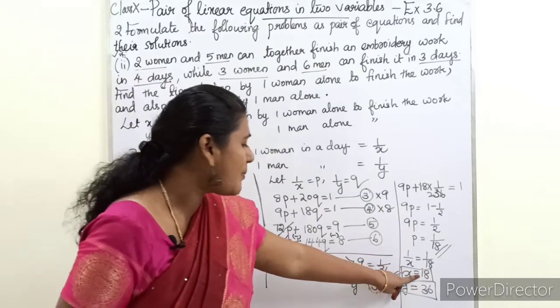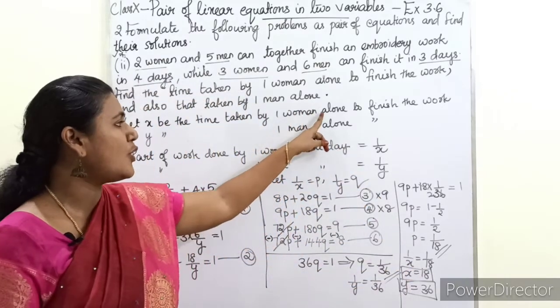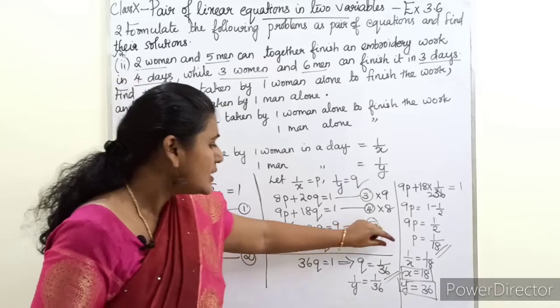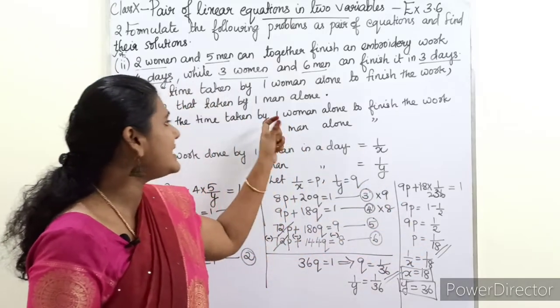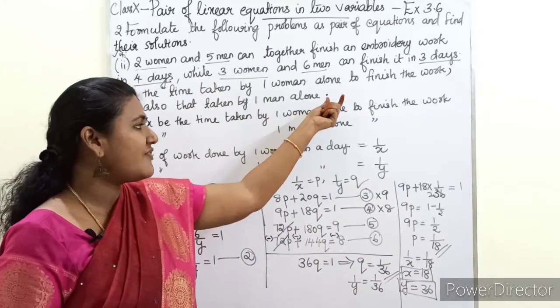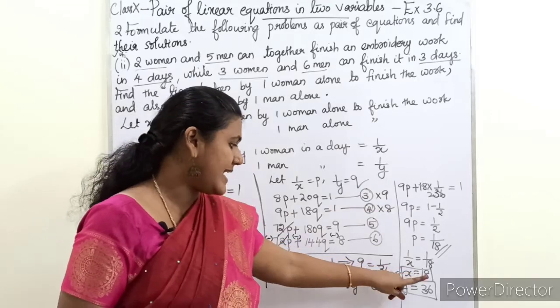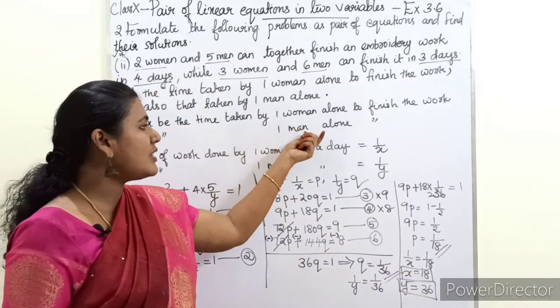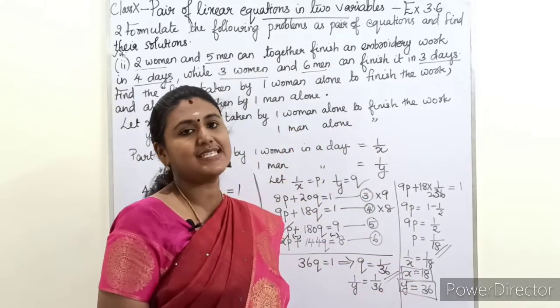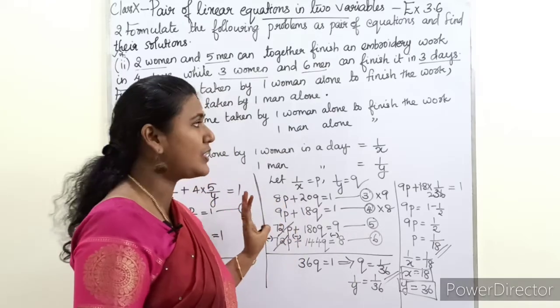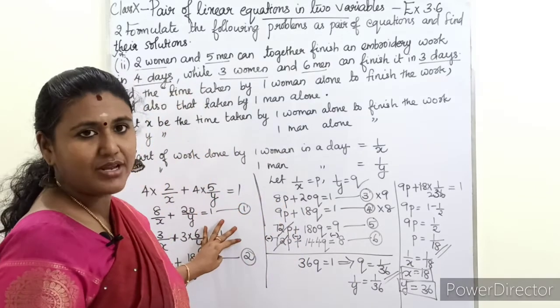Actually x is the number of days a woman alone can finish the work. So a woman alone can finish the work in 18 days, and a man alone can finish the work in 36 days. So this question is very important and you have to understand it very clearly.